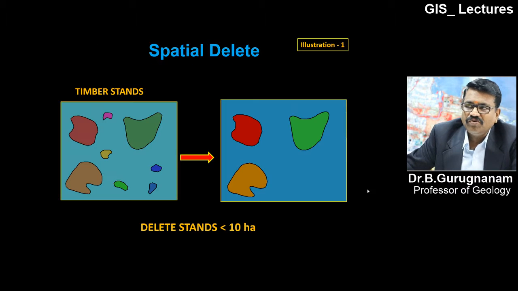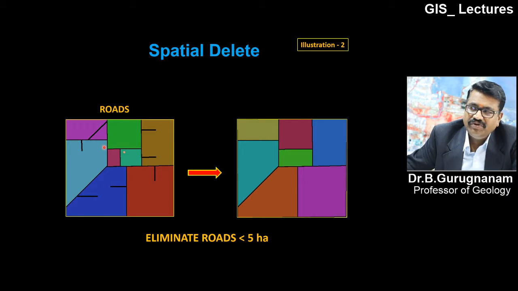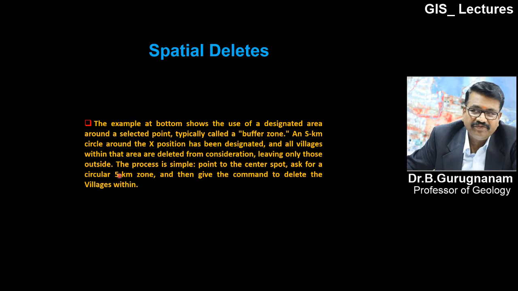I can delete even the generated one by taking a very simple point, select this, delete, and you will get the new one. So all these things you can do. And you can delete, suppose I have timber and I don't want very small timber in my study area, I can select delete stands less than 10 acres. Automatically small areas will be deleted and only bigger timbers will be there in your output. And you can also eliminate roads of less than 5 hectares. So automatically only bigger roads will come. So it is eliminated from this.